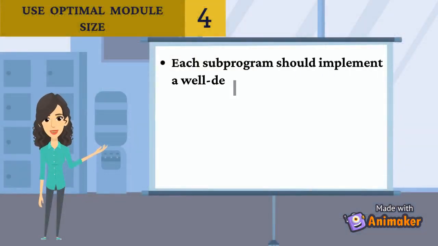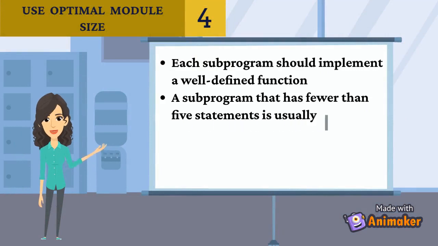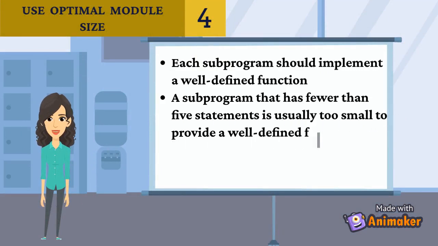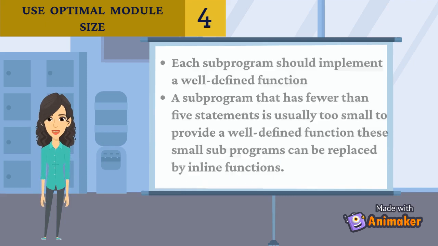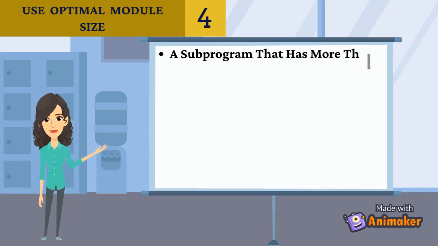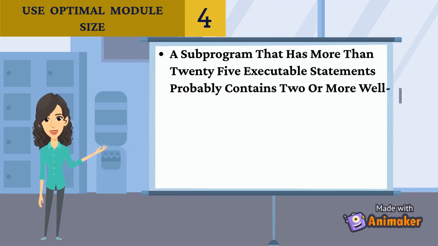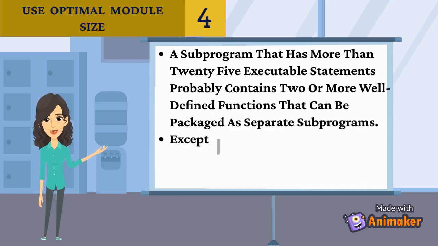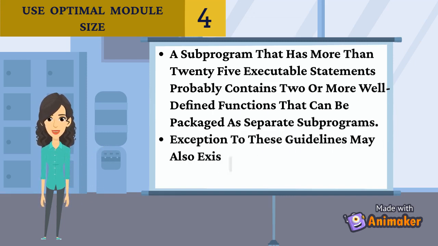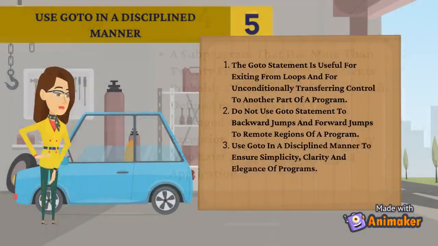Each subprogram should implement a well-defined function. A subprogram that has fewer than 5 statements is usually too small to provide a well-defined function. These small subprograms can be replaced by inline functions. A subprogram that has more than 25 executable statements probably contains 2 or more well-defined functions that can be packaged as separate subprograms. Exceptions to these guidelines may also exist in the case of specialized applications.